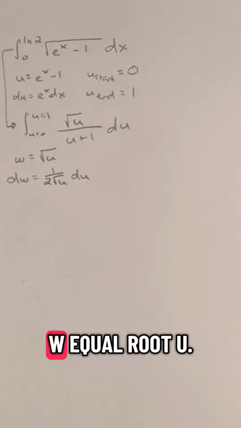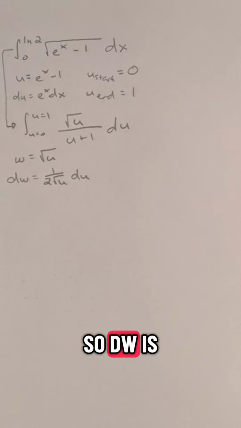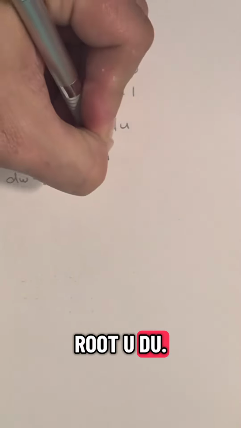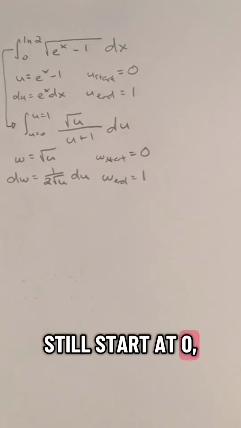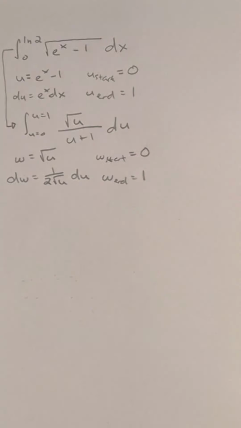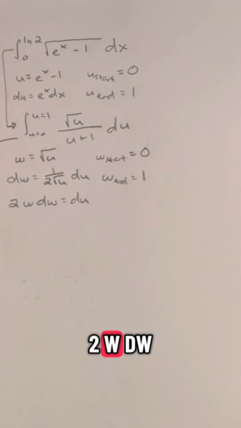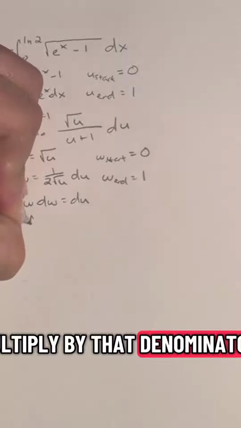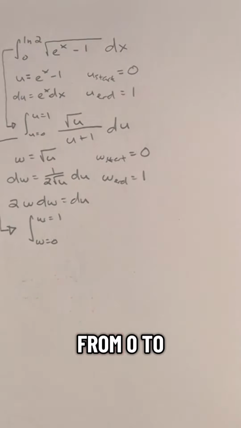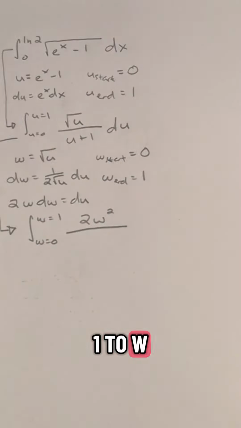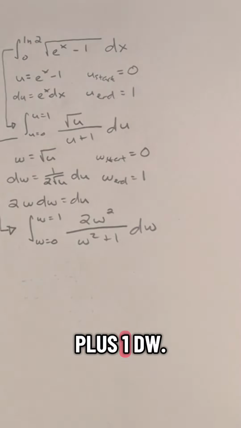We're going to let w equal root u, so dw is 1 over 2 root u du. w is going to still start at 0, and w is still going to end at 1. And then one more thing, we're going to recognize that du is actually 2w dw when you cross multiply by that denominator. So we're left with the integral from 0 to 1 of 2w squared over w squared plus 1 dw.